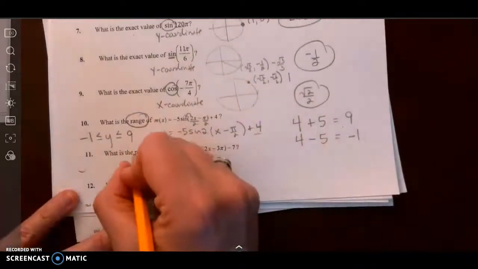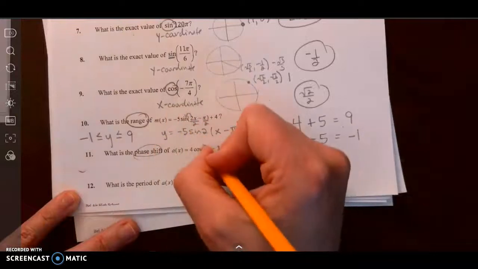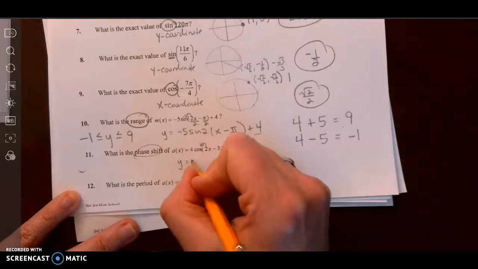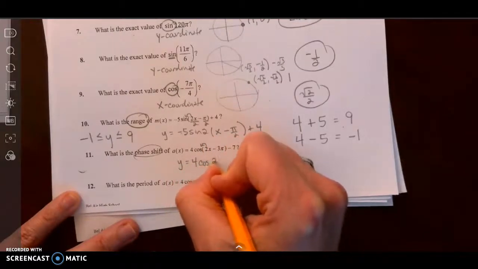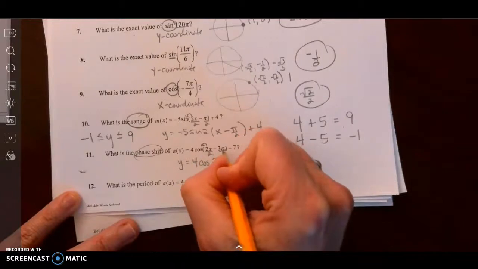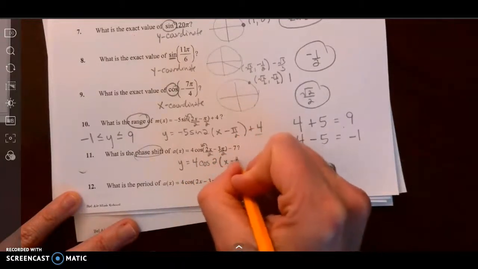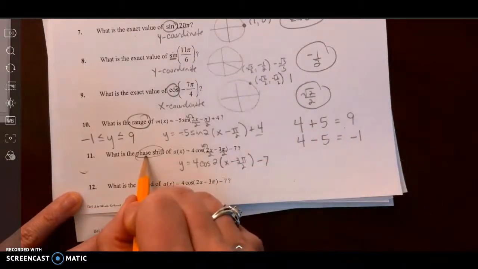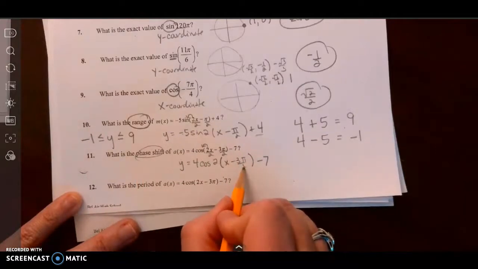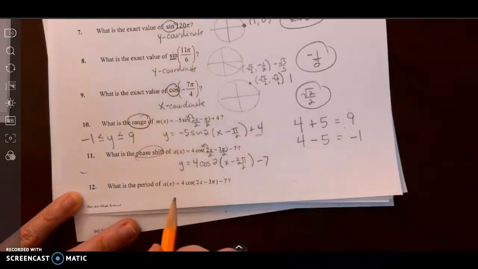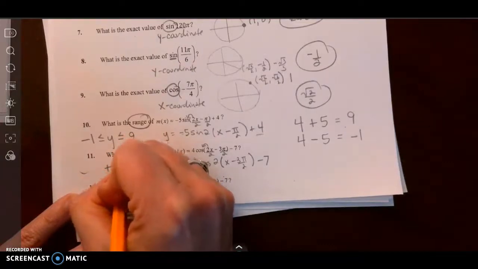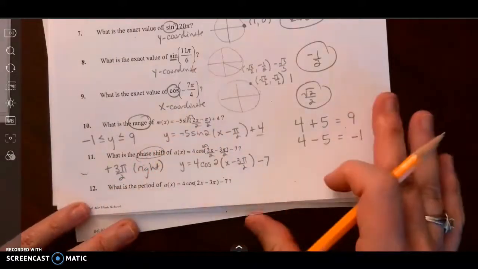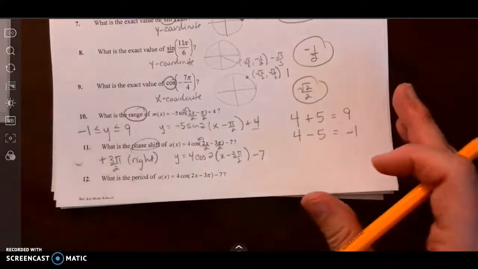What is the phase shift for this equation? Again, I've got to pull that 2 out in order for it to be in standard form. Since I'm pulling the 2 out, I have to divide by 2 here. X minus 3 pi over 2 minus 7. Phase shift is the opposite of this. So since it says minus 3 pi over 2, it must be plus 3 pi over 2, which would be to the right.